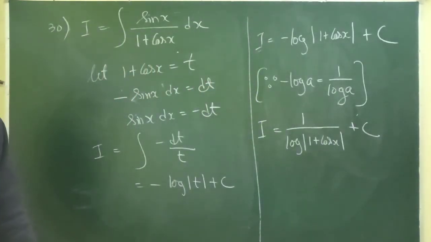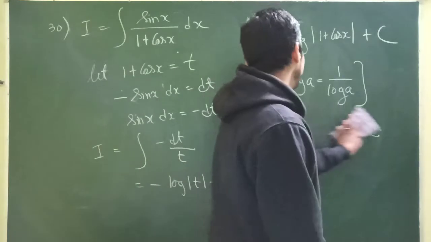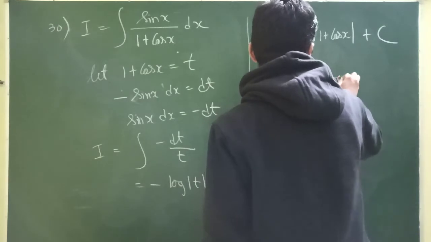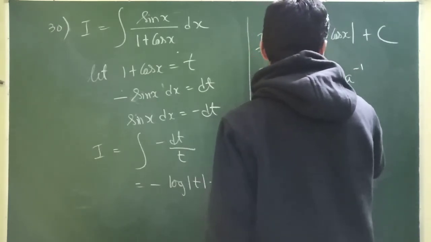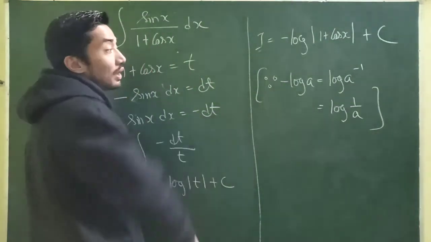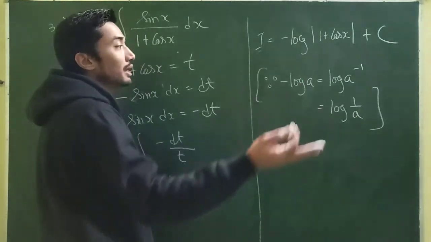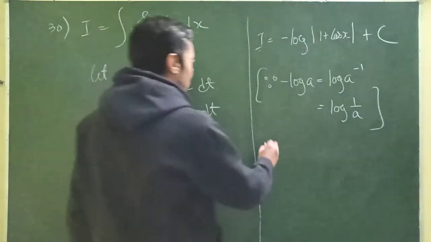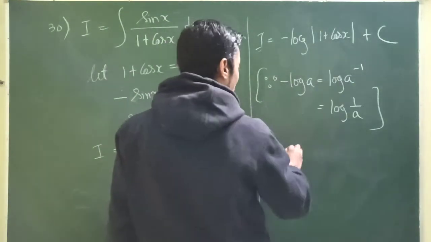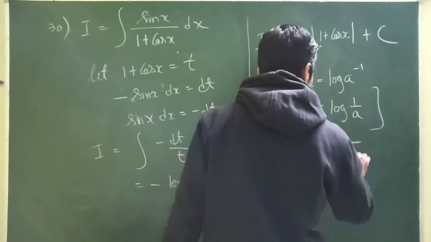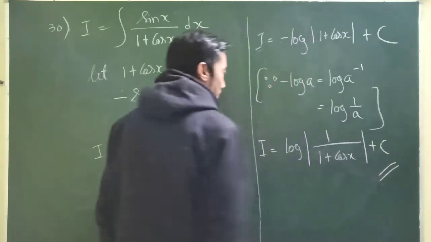I think the solution is correct. Sorry, I'm terribly sorry there. This is actually log of a power minus 1. You know, sometimes as humans we also get confused. That's why with the answer it was a bit awkward. Minus log a is log of 1 by a. I have to end up now giving you a small proof on the theorem also. Very sorry for that. So minus log a will be log of 1 by a, 1 plus cos x plus c.